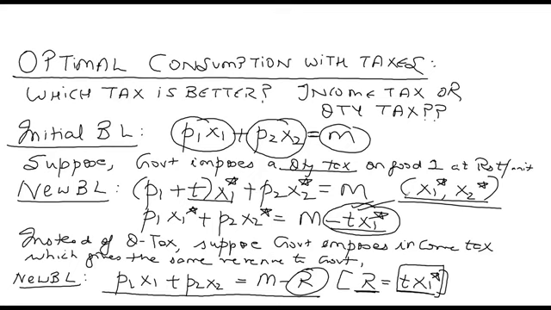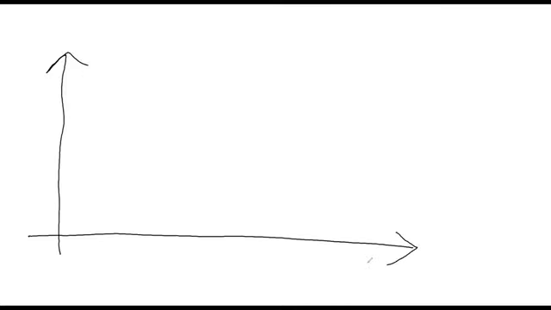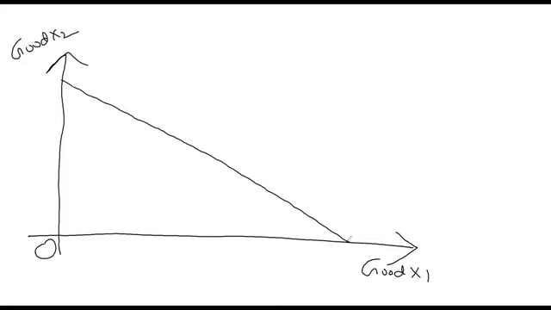So guys, I'm erasing all this now. Let me analyze this diagrammatically. Look at the diagram, everyone. This is good X1, good X2. Our initial budget line AB is the budget line without any tax.